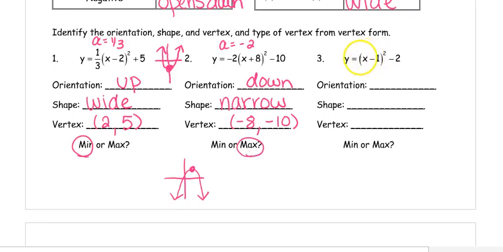If we look at number 3, since there's no number in front of the parentheses, that means our a value is 1. So since it's positive, then the orientation is up. Since a is 1, that means the shape is normal. And then for the vertex, we take the opposite of h, so +1. We keep the sign for k. Since this is an orientation of up, that means that the vertex has a minimum point.